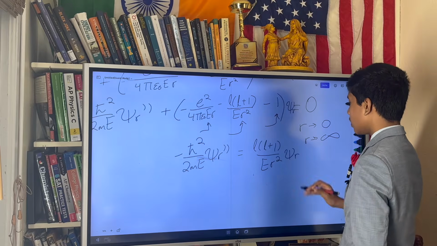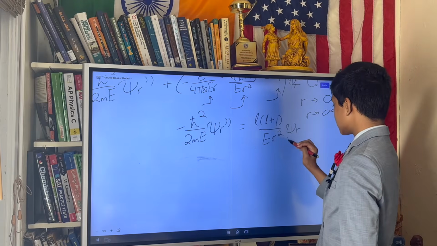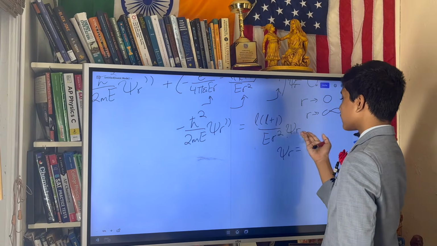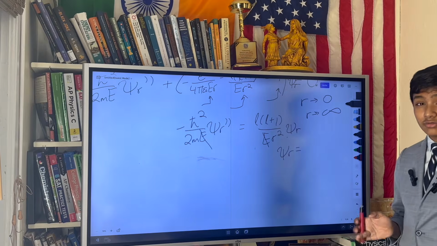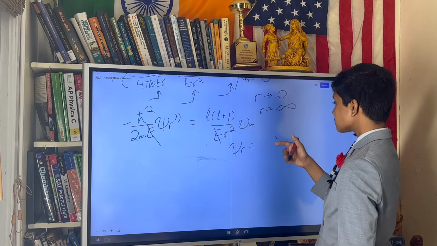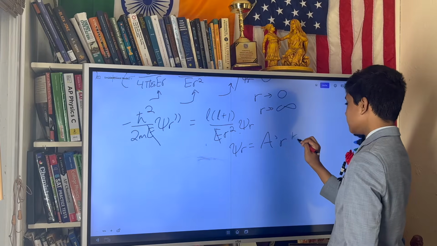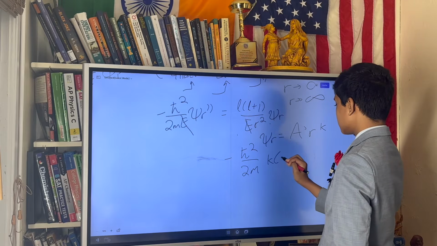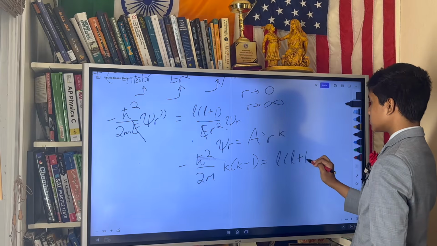E r squared psi r. Here we just do the standard guess, since psi r is probably a monomial, since its double derivative is 1 over r squared times some constant times the function itself. You can cancel out this, by the way, so it no longer depends on the energy. And you get psi r is equal to, let's call it a r to the something, k, and you get minus h bar squared over 2m k times k minus 1 is equal to L times L plus 1 psi r.